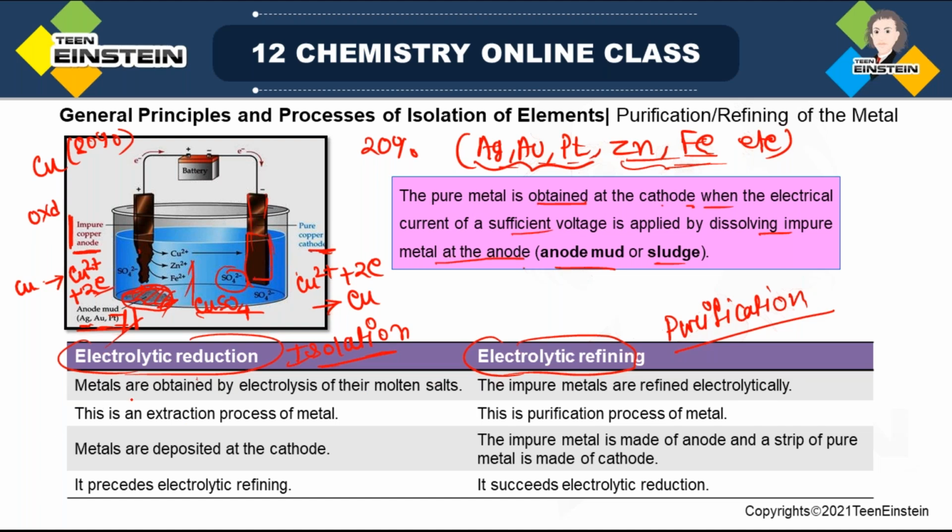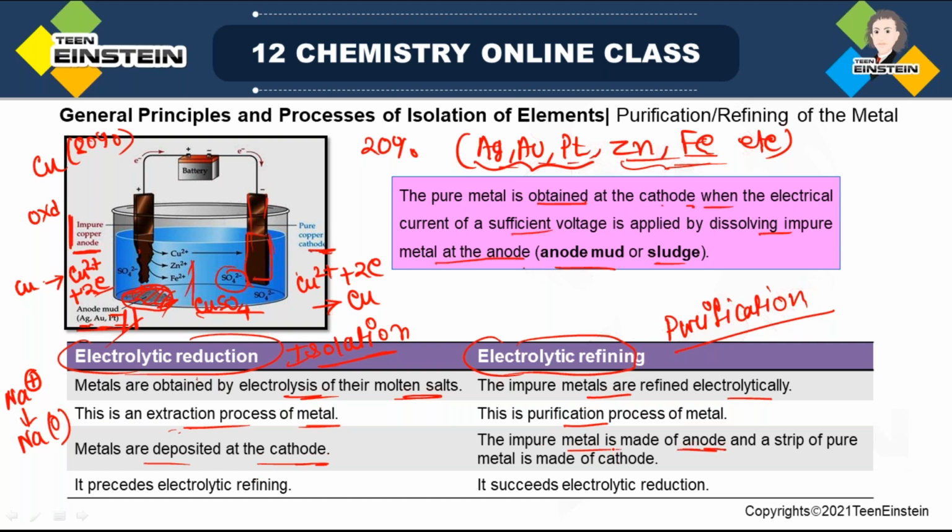Metals are obtained by electrolysis of their molten salt. So suppose if you are using Na+ salt, it will be converted to Na. So from the +1 state, now it is the 0 state. But here, impure metals are refined electrolytically. That means the metal is already in the 0 state, but you are further purifying it. So obviously these two methods are not the same. One is a reduction method, another one is a purification method. This is the extraction process of metal, that is isolation. This is the purification process. In this case, metals are deposited at the cathode. In the refining method, impure metal is made the anode.